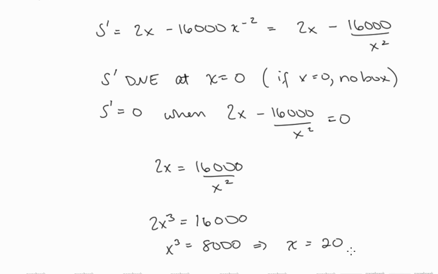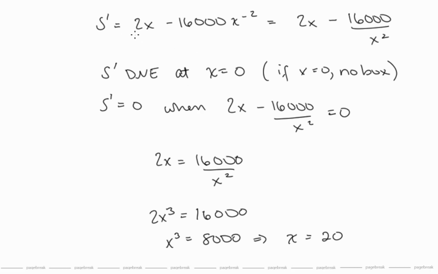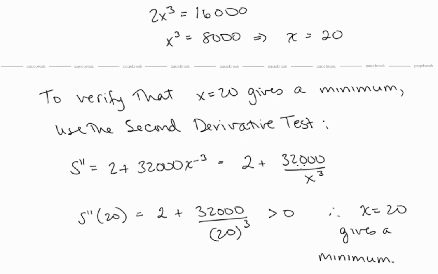more work than we need to do, all we need to do here is take the second derivative, S double prime, plug in x equals 20, and check that we have a positive sign, because that would say S is concave up at this critical number where the slope is 0, and therefore it must be a minimum of S. So here's S prime, and let's take S double prime. That's going to be 2 plus 32,000 x to the negative 3, or 2 plus 32,000 over x to the third. Now, when x is equal to 20, we know that this is going to be a positive value.